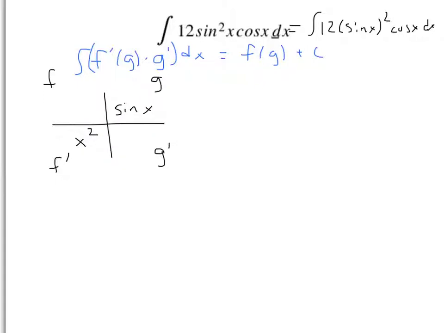And then we fill in the rest of the table, so that's step number 3, and say the derivative of sine x is cosine x. The antiderivative of x squared would be 1/3 x to the third.